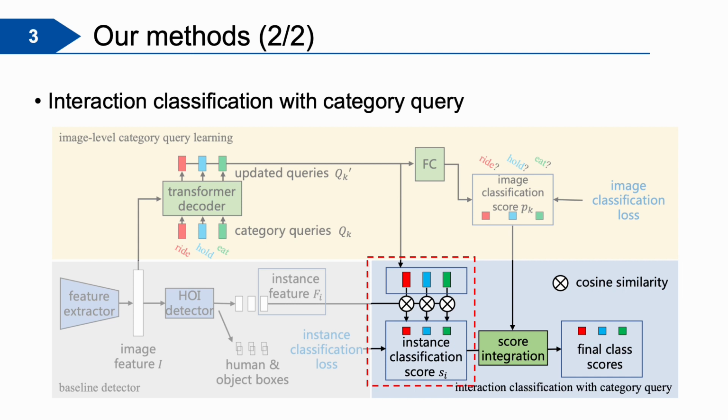The second step is to use the queries. For this, we multiply the category queries from the image classification task, like in the yellow region, with the instance feature from the baseline, like in the gray region, and get the instance classification scores in the red box.